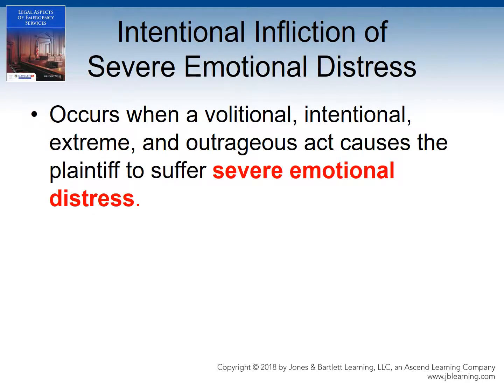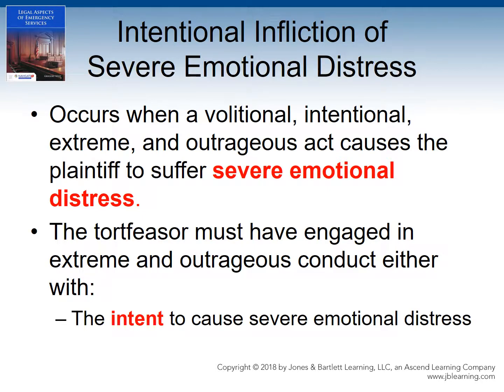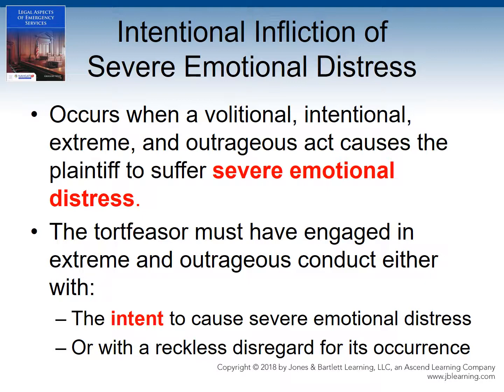This type of claim involves the intentional infliction of severe emotional distress, whereby the tortfeasor commits a volitional, intentional, extreme, and outrageous act that causes the victim to suffer severe emotional distress. In establishing this tort, the victim must show that the tortfeasor, the defendant, engaged in extreme and outrageous conduct with either the specific intent to cause severe emotional distress or with a reckless disregard to its possible occurrence.